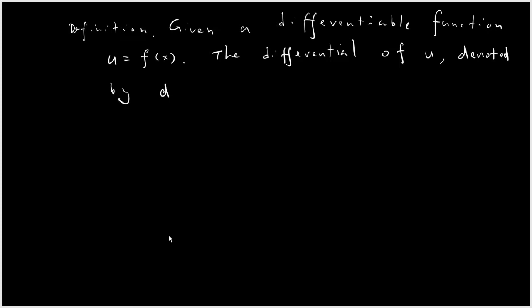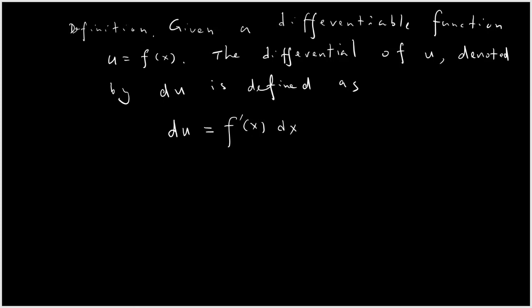du is defined as the following formula, which will give you the definition of the differential of u. It's denoted using du. Okay. So du is equal to the derivative of the function f of x, and then times dx.